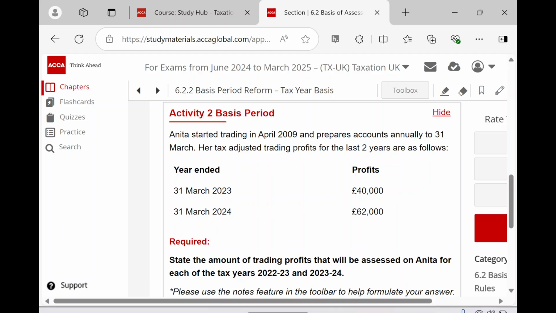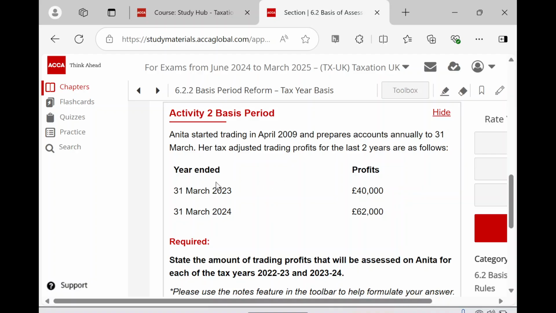Now we know for an ongoing business, we're simply talking in terms of assessable profits or amount of trading profits of basically the profits for the accounting year ending in that tax year. It's as simple as that. There's nothing complicated about ongoing businesses. And in this particular case, we're given 2 accounting years, yeah, we're given 2 tax years. It's literally just that. It's one after the other.